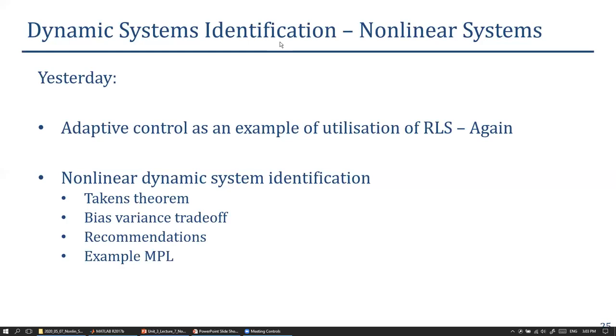We looked quickly at some practical recommendations on how to attack the nonlinear system identification problem, and we looked at a simple example of using a multi-layer perceptron for modeling of a dynamic system.